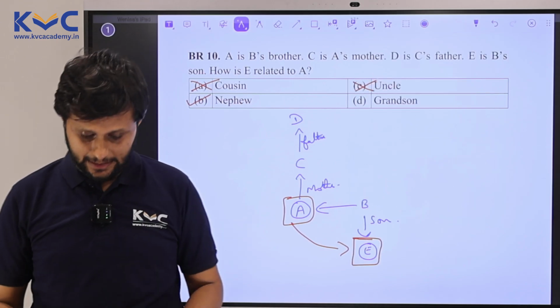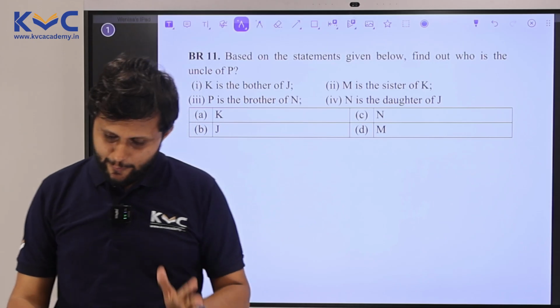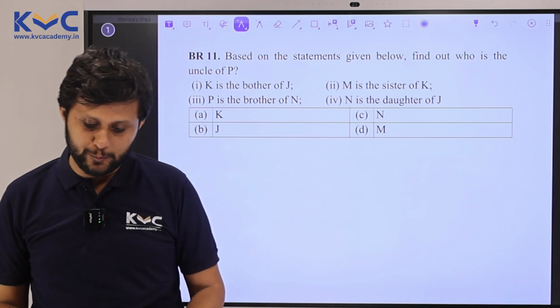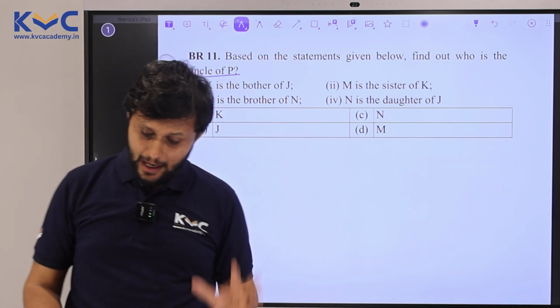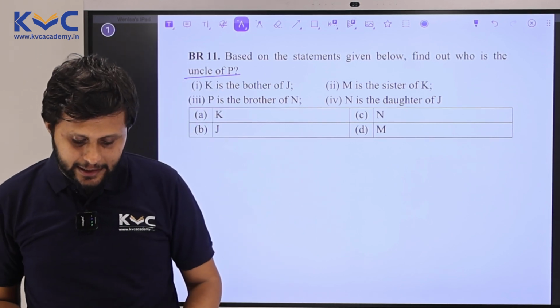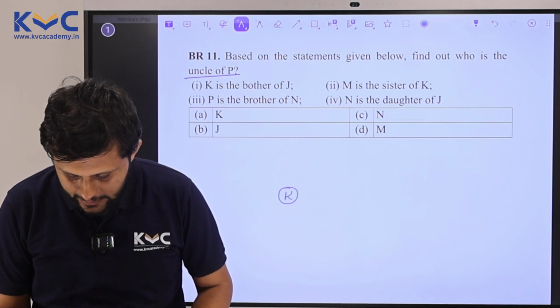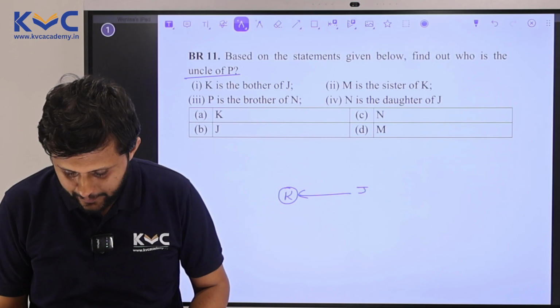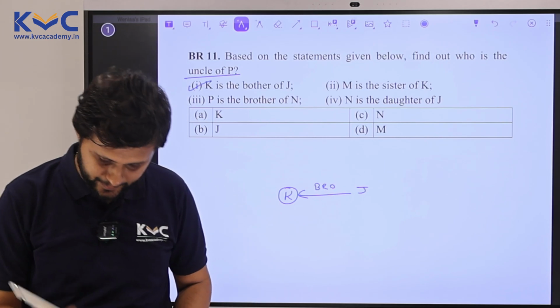Moving on, question number 11. Based on the statements given below, find out who is uncle of P. The requirement is who is uncle of P. The requirement is there, but we'll see the conditions. K is brother of J. K is here. He is brother of J. Bro. Perfect. This is done.